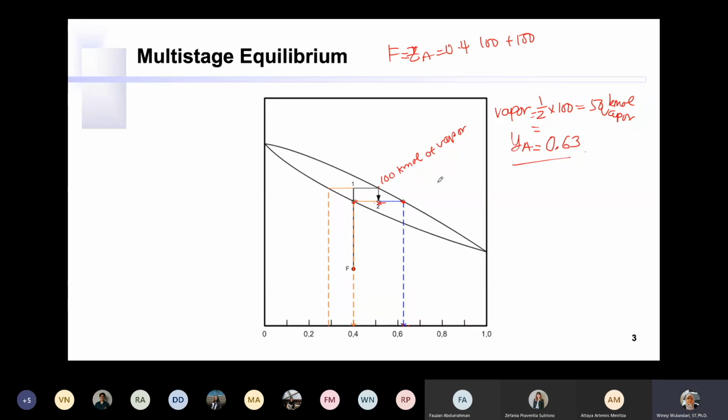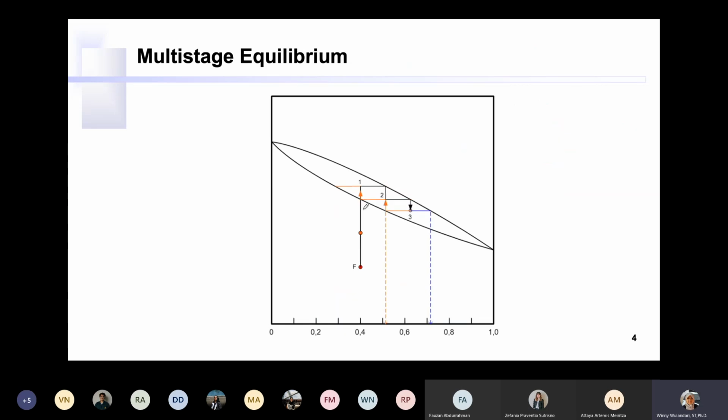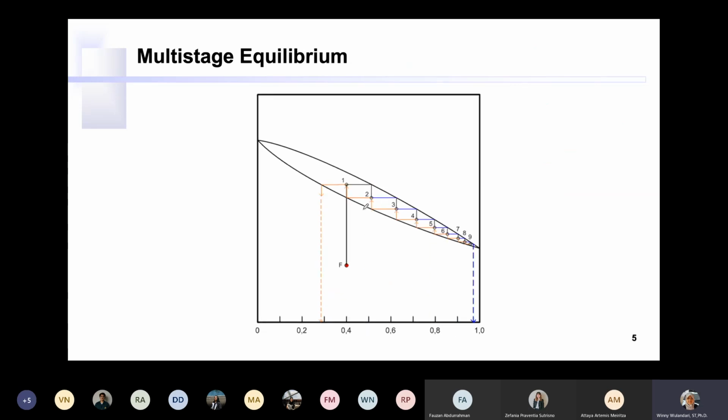No, I'm not satisfied yet. I want to increase my composition again. I want to have a pure A. So I can do one more time when I cool down my vapor a little bit up to this stage, and then do it one more time. So like this, yeah. So again, you can do again up to here.